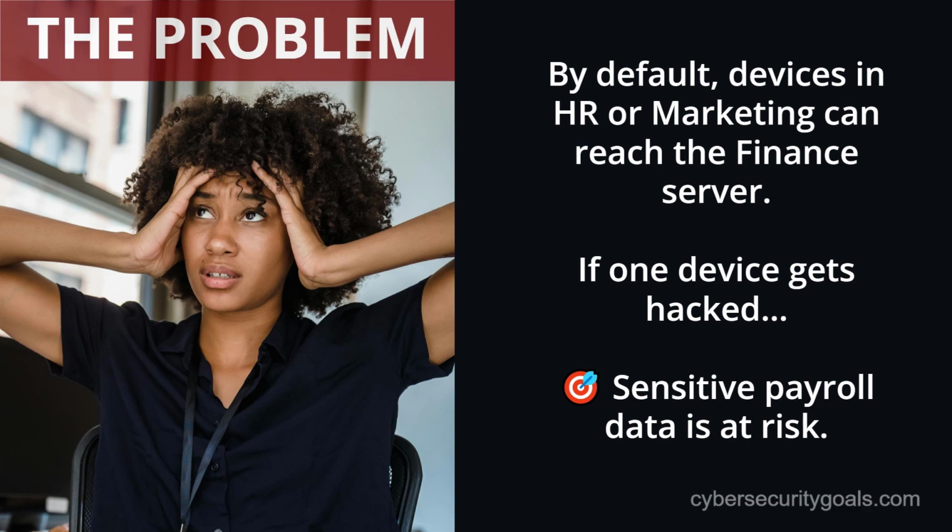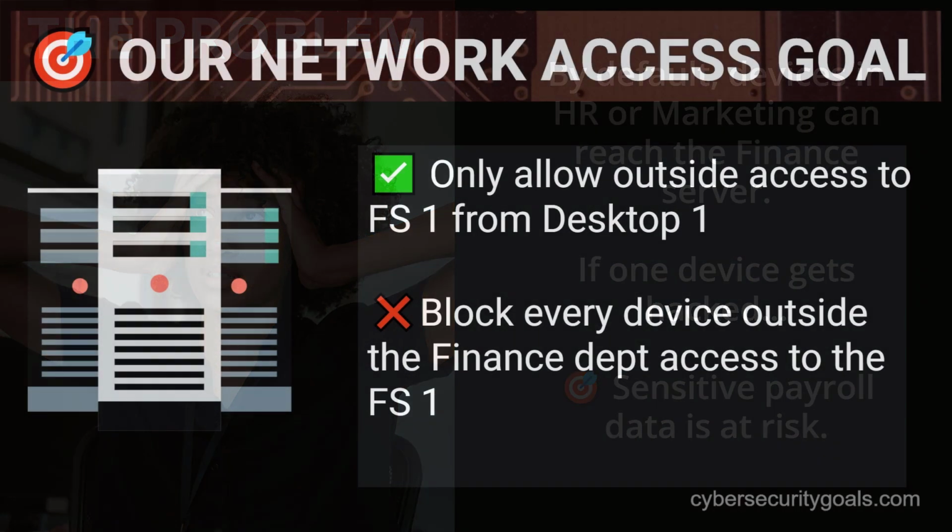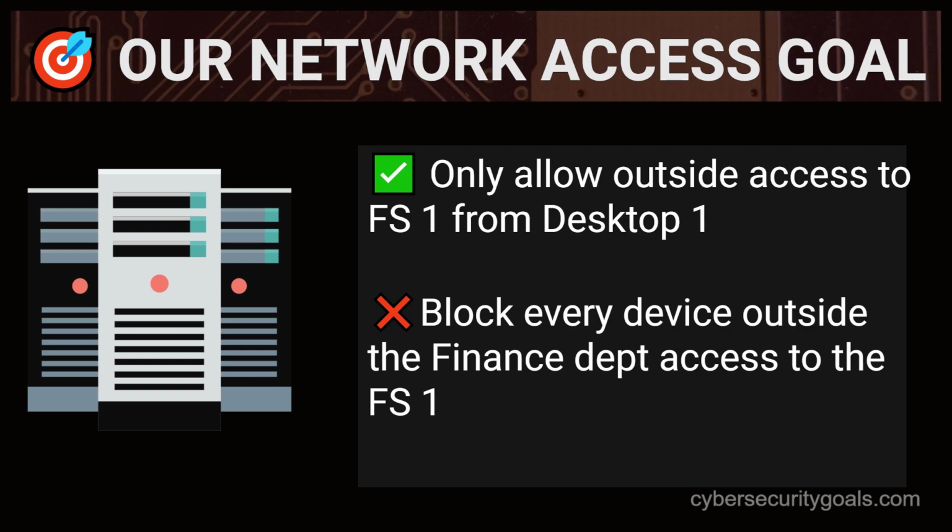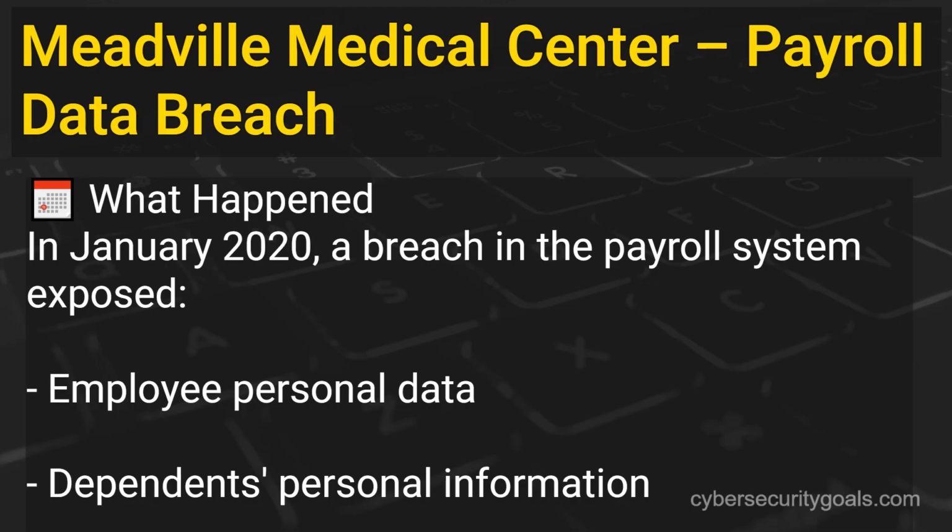But someone from HR has to upload payroll files to finance every week. To mitigate this concern, we only want desktop 1 in HR to be able to reach this server. For every other device not a part of the finance VLAN, they get no access. We're doing this for security to reduce the risk of anyone accidentally or intentionally messing with sensitive financial files.